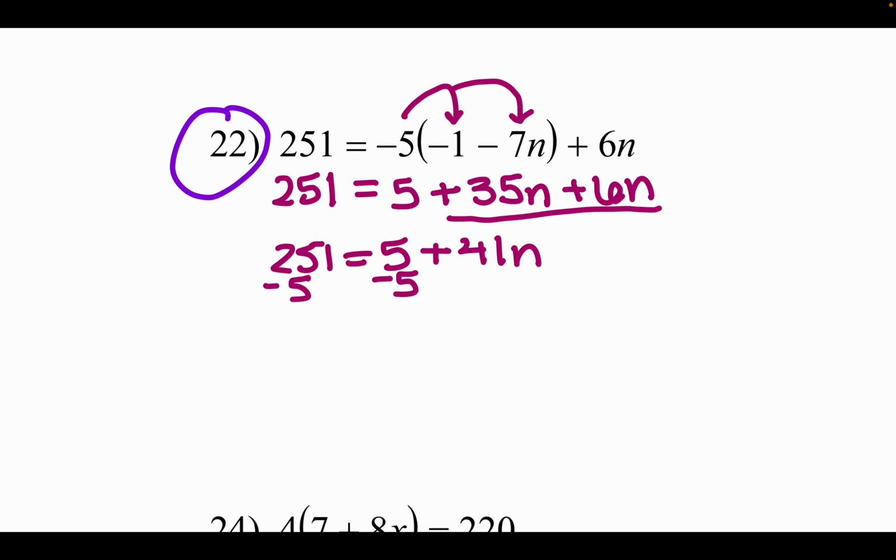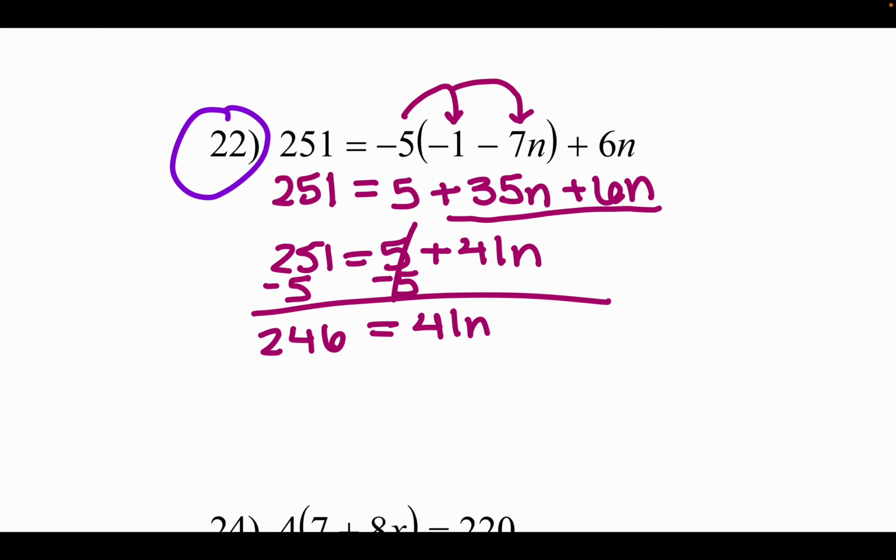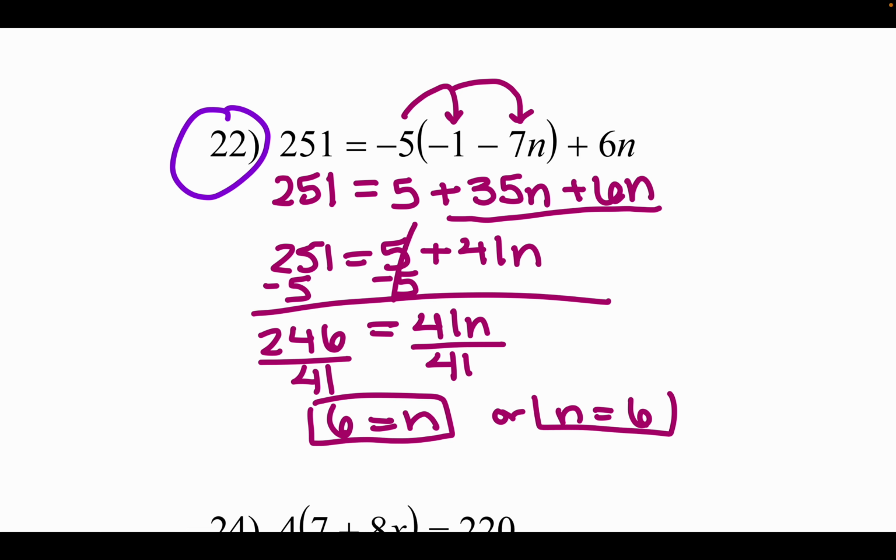Now, again, we want to get rid of everything that's next to our variable. So we first subtract that 5. If we take 251 minus 5, we get 246 equal to 41n. Then we're going to divide, again, by that number in front of our variable. So divide both sides by 41. So we get 6 is equal to n, or n is equal to 6. Both answers are correct, whichever way you write it, if you want to flip it or not.